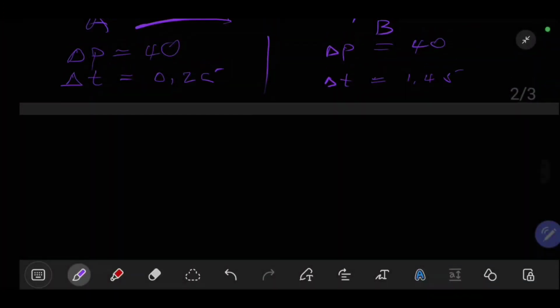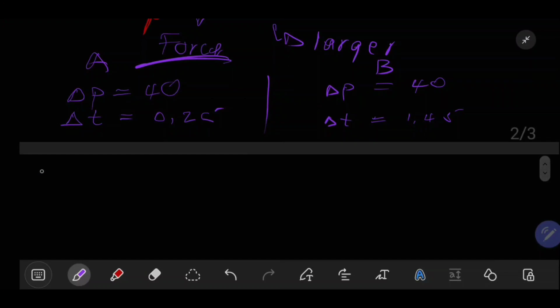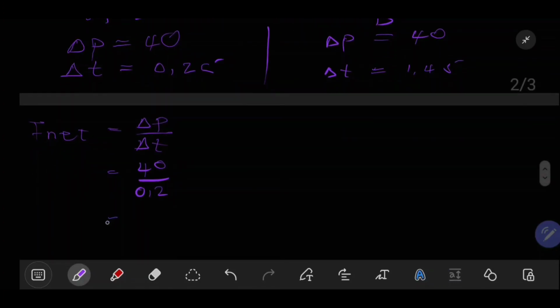All right, so when we calculate the force of impact here, it means we're going to have F net is equal to change in P over change in time. So now we substitute 40 here and then divide by 0.2 second. So this will give you 200 newtons. So this will be the force that will be experienced if the time taken was 0.2 second. So you can see that this is a smaller time, and it brings a larger force of impact.